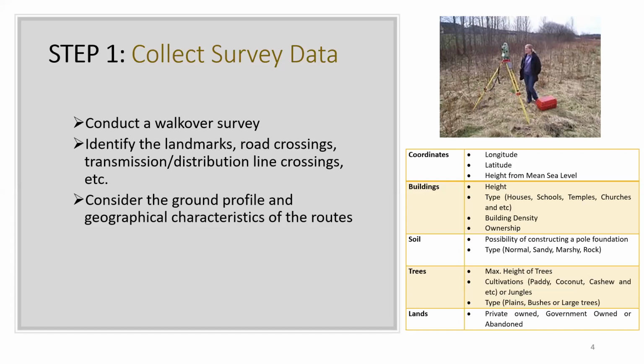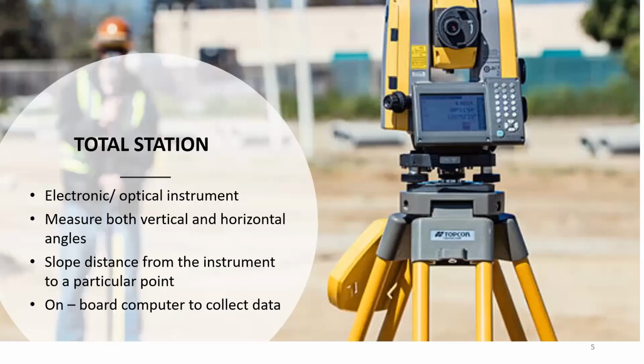In order to carry out a more accurate survey, like in the final design stage, you may have to use more accurate survey data to import to the PLS-CADD software. A total station is an electronic instrument which provides more accurate data. It measures both vertical and horizontal angles, and slope distance from the instrument to a particular point. It also has an onboard computer to collect the survey data, and then you can import those data to the PLS-CADD software.